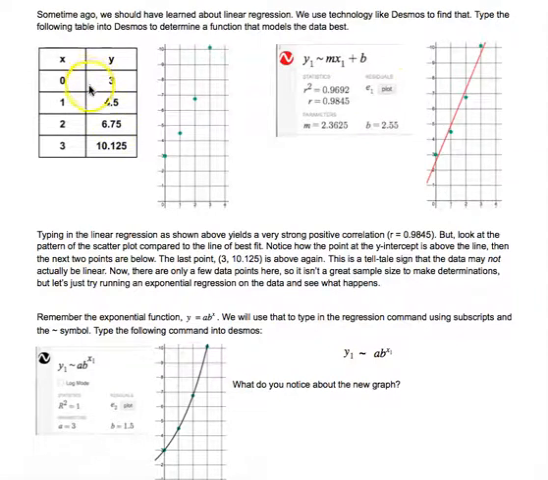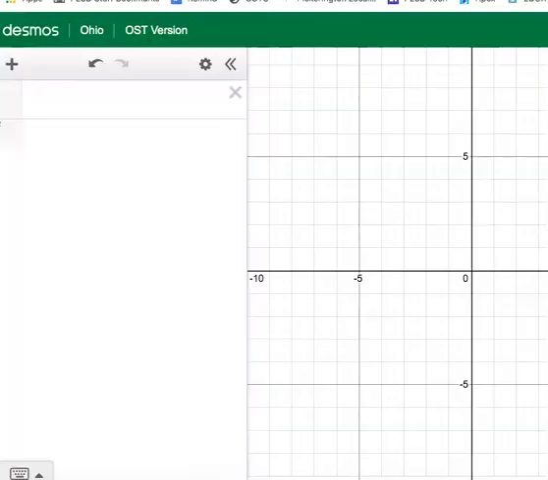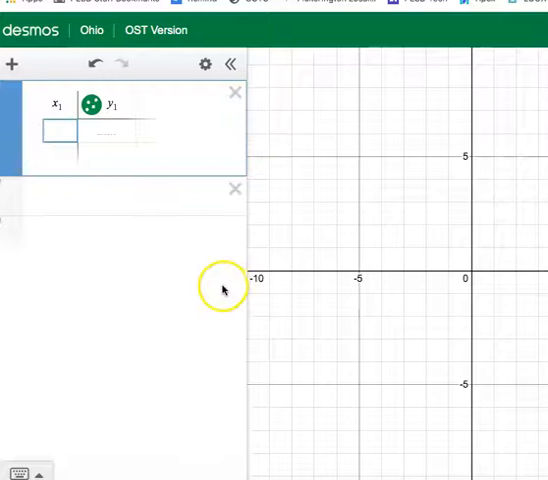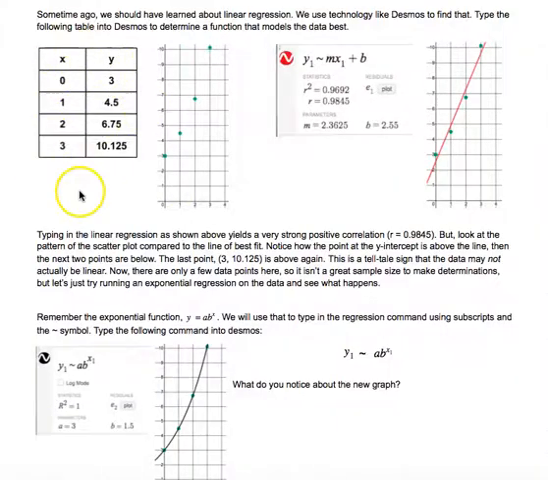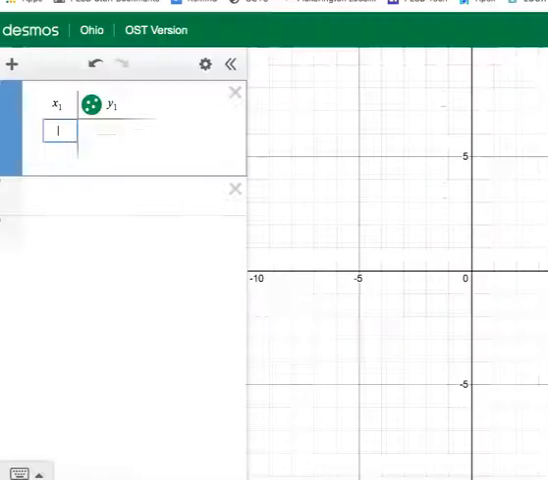But first thing we're going to do is use Desmos to type a table in. I've got the OST version of Desmos up. In order to do a table, you click on the plus sign to add an item, and you click on table, and that's going to give you the option to add in all of the numbers that you have. Looking at the table in our notes, I'm just going to type in all the x's and all the y's exactly like I see them.